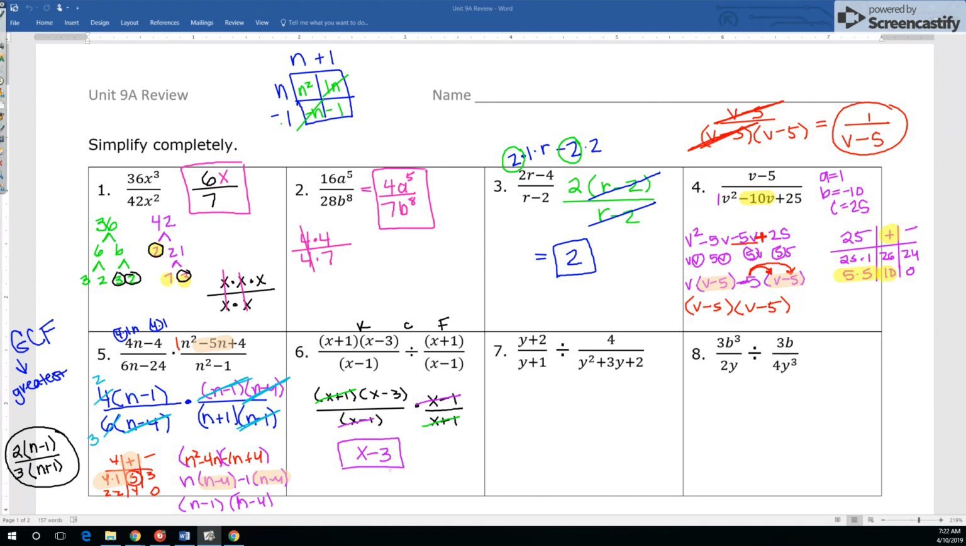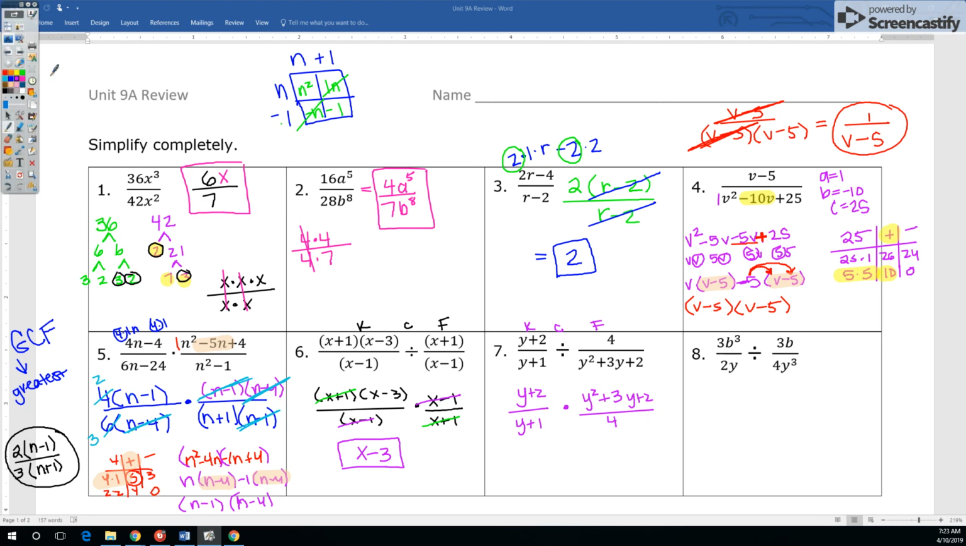Okay, number 7. Division again, but we've got to do some work because we have a quadratic trinomial down here. So keep, change, flip. So keep this the same. Change from division to multiplication, and flip. Numerator becomes denominator, and denominator becomes the numerator. So I have to factor y squared plus 3y plus 2.